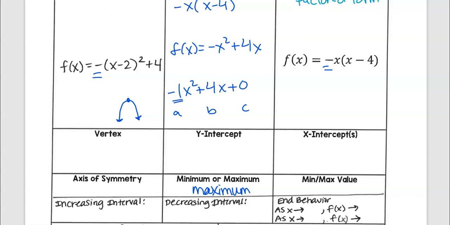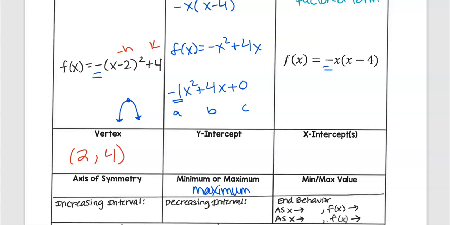Good. All right, what key feature would you like to fill in first? Vertex? All right, what is my vertex? There you go. Oops, that's not going to work. Let's try that again, shall we? There we go. 2 and +4. Remember, this is opposite H, and this is K. So we took the 2 out, made it opposite, so +2. Good.